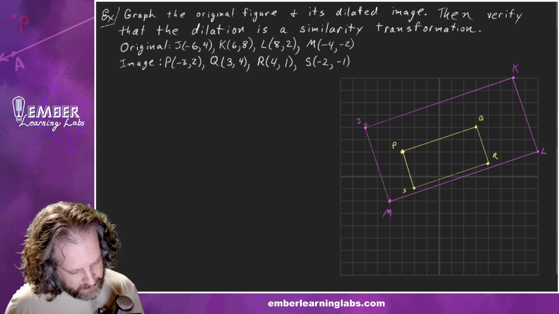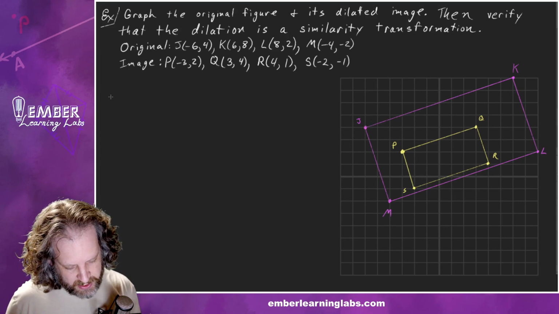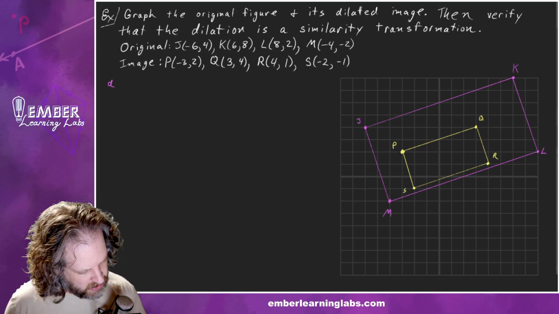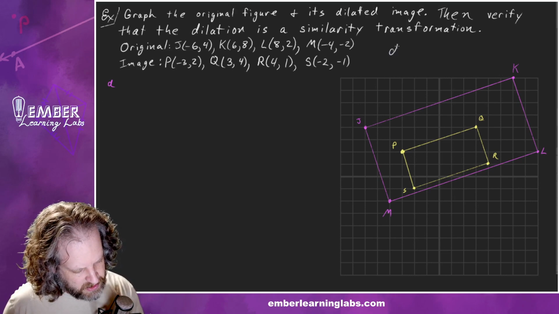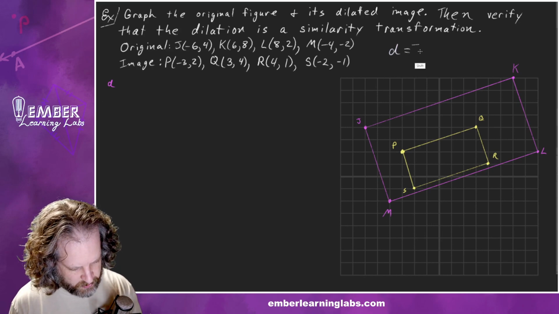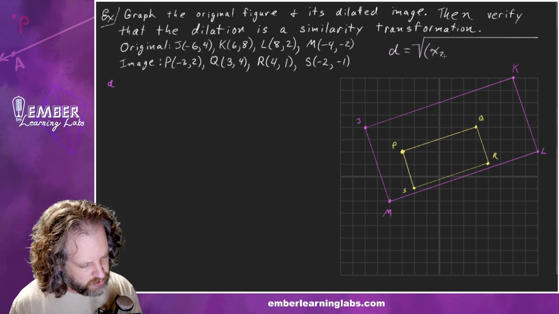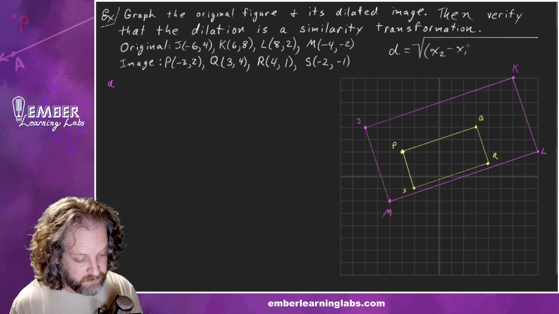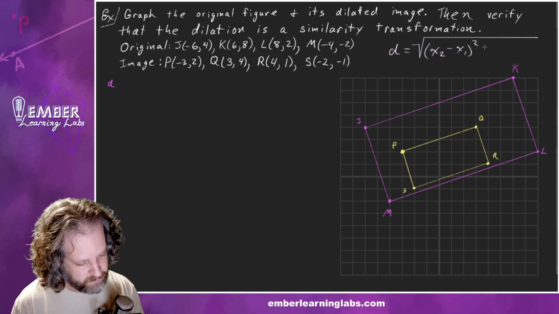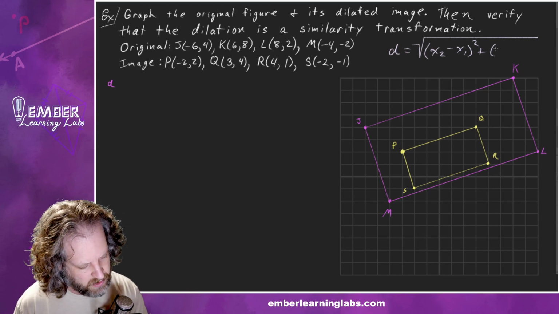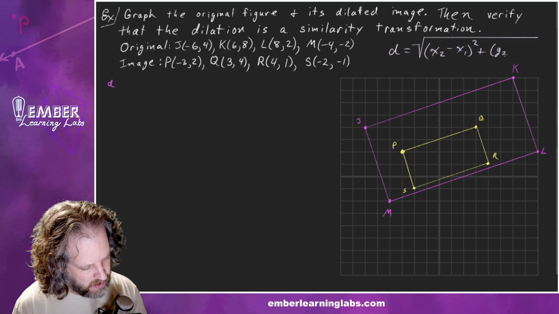So we're going to start by finding the distance between J, K. So we're going to use the distance formula, which I will write again up here. The distance formula is D equals the square root of x2 minus x1, so the difference of the x's squared, plus the difference of the y's squared. So y2 minus y1 squared.